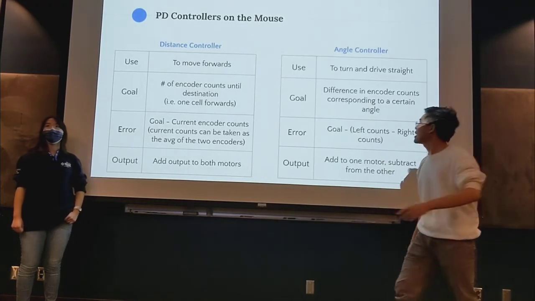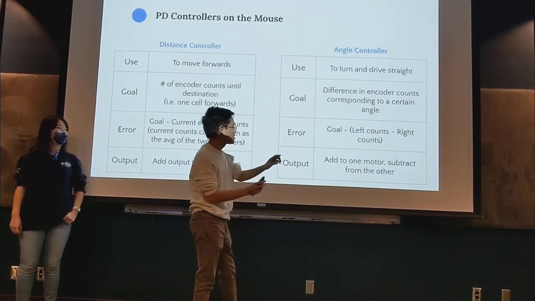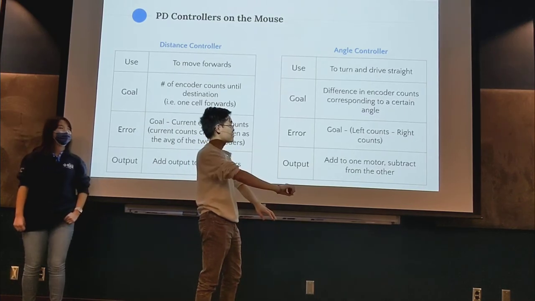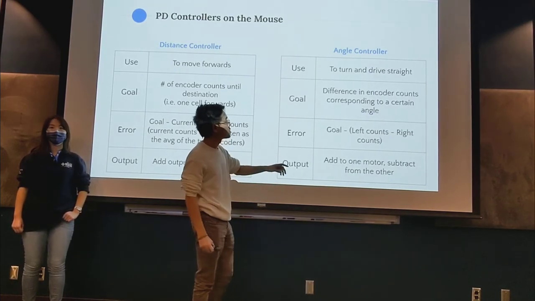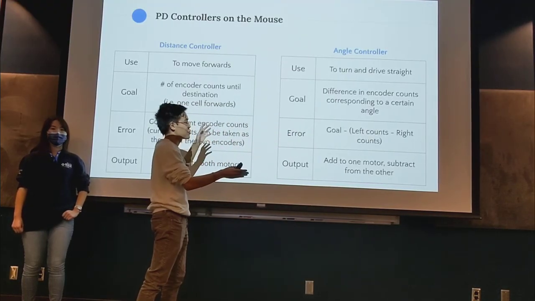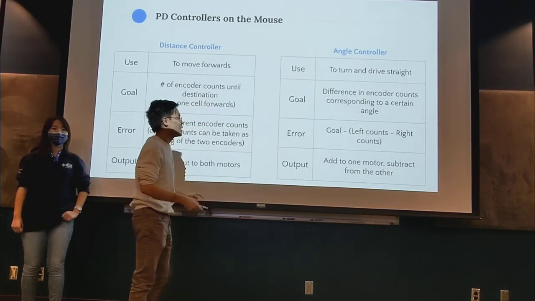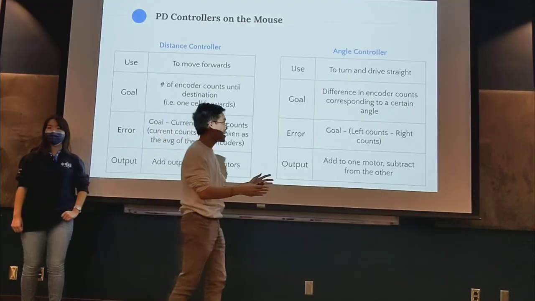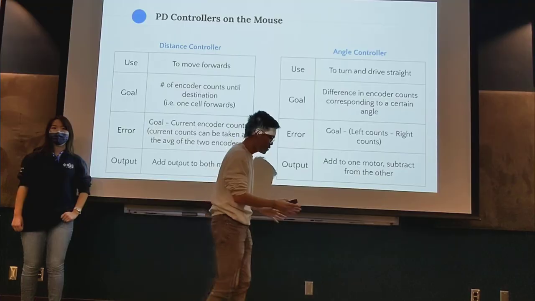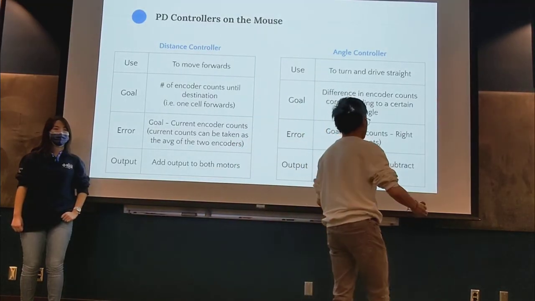On the other hand, we have our angle controller. This one is used to turn a set rotation, but we will also use it to drive straight. We're going to end up running both these controllers at the same time. When we're trying to go forward using the distance controller, we also have the angle controller running with the goal of being 0 degrees, so that anytime we start to veer off, it will detect that and bring us back on track.